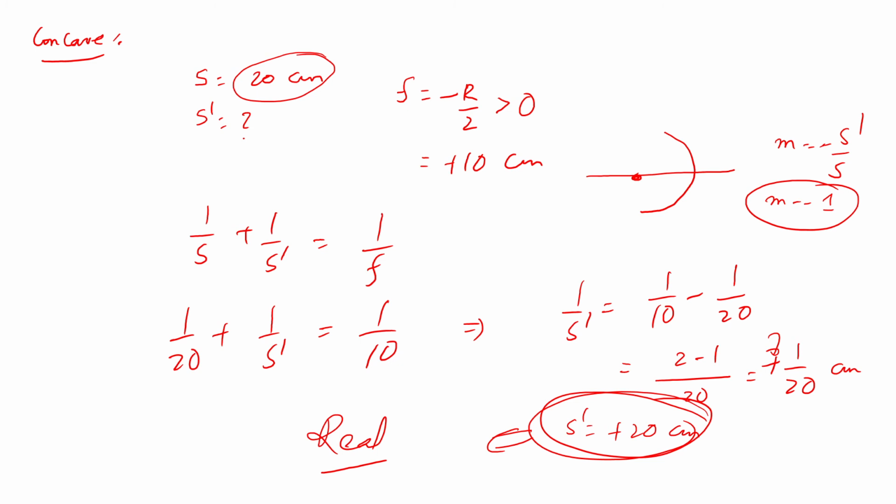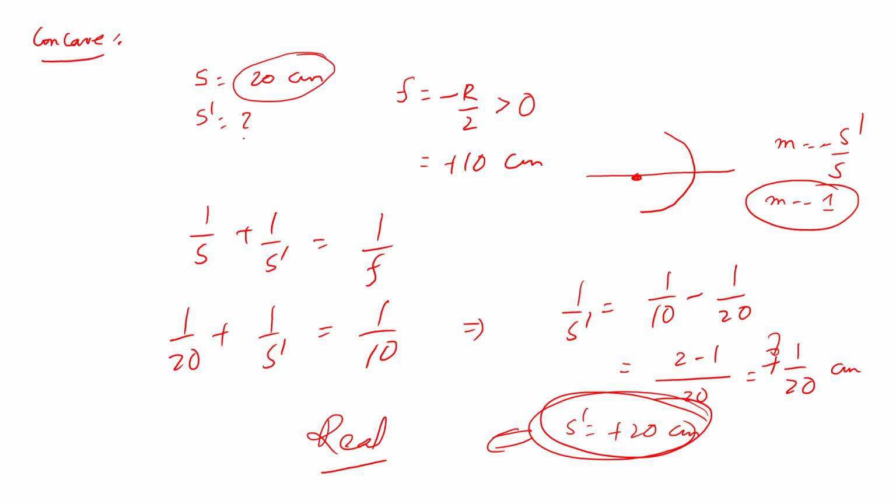Image distances are positive if the image is real. Image distances are negative if the image is virtual. And if the center of curvature is to the right, then we consider the radius of curvature to be positive. If the center of curvature is to the left, then we consider the radius of curvature to be negative. So the focal length for a convex mirror which has the center of curvature to the right is negative, because we define focal length as -r/2, and that r is a positive number. So overall the focal length would be a negative number.